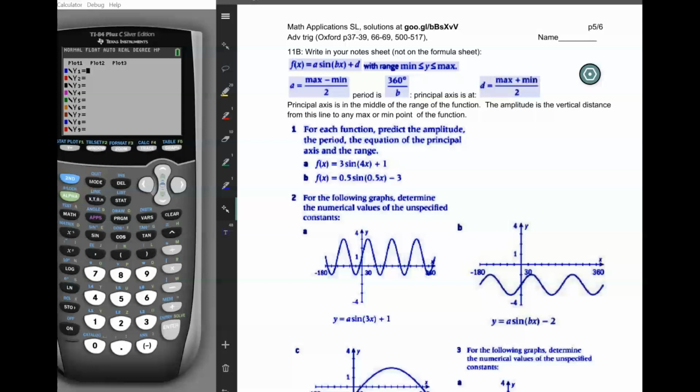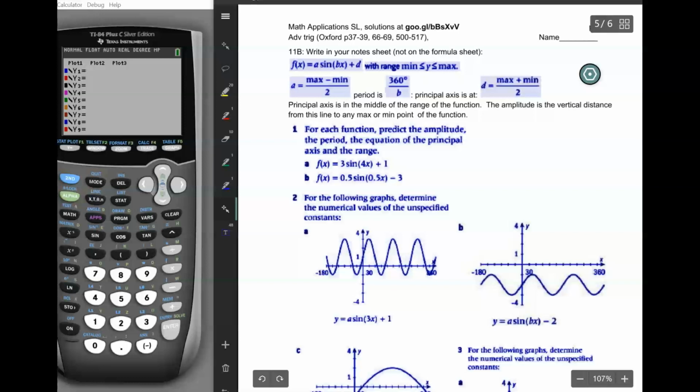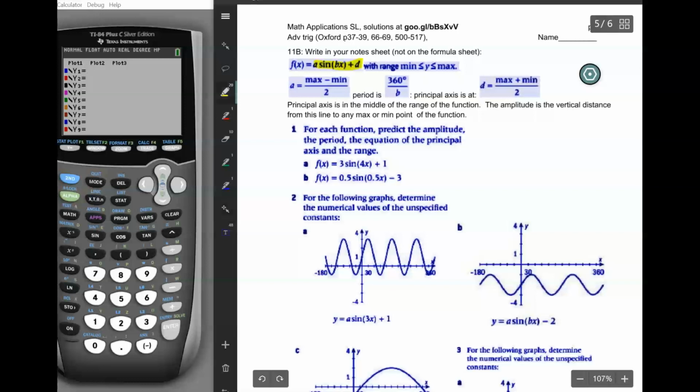So last page we were looking at, given a trig function, type it in your calculator, graph it, see where it goes. In this one, we're trying to understand the components of the trig function. So trig functions either are in this form, a sine bx plus d, or it might be a cosine, right?